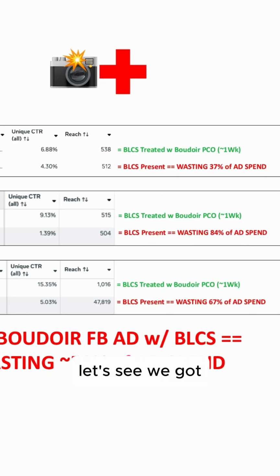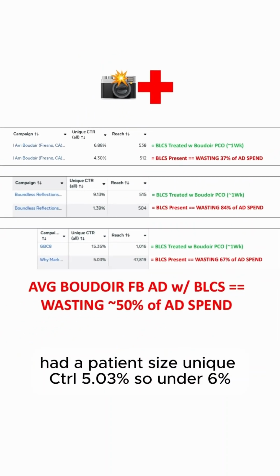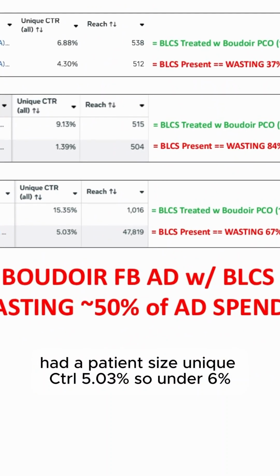Finally, we had a patient with a unique CTR of 5.03%.